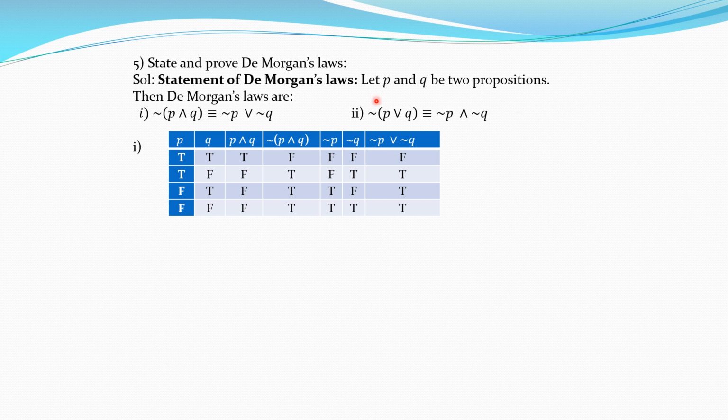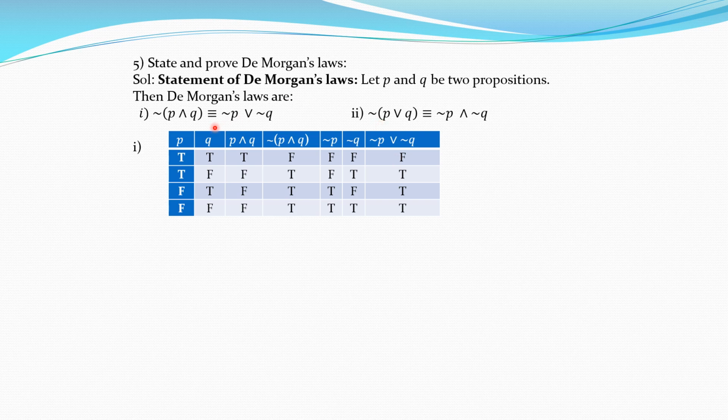Similar to that there are De Morgan's laws in logic also. Let P and Q be two propositions. Then De Morgan's laws are first negation of (P and Q) is logically equivalent to negation P or negation Q. So here conjunction is replaced by disjunction and we are taking negation of every variable separately. Second law is negation of (P or Q) is logically equivalent to negation P and negation Q. So negation of each statement separately and or is replaced by and.